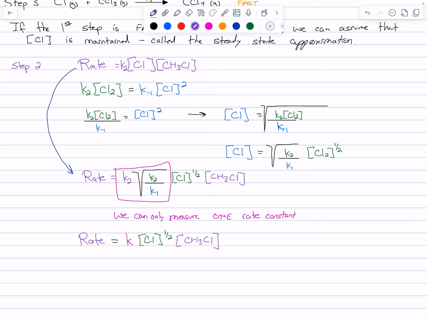You've got to do some algebra with the rate constants. All right, so hopefully that works with the rate laws and the reaction mechanisms.